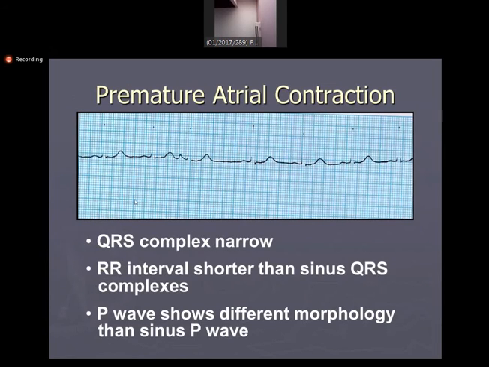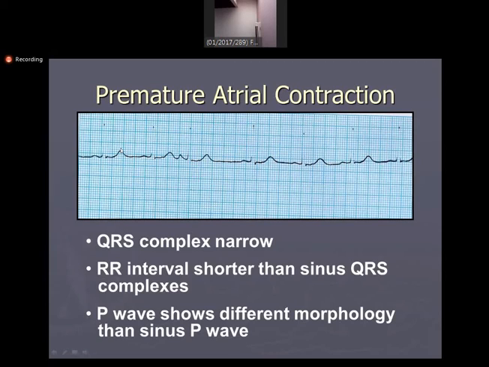Here you can see how many large squares? 1, 2, 3, 4, 5, 6, 30. I would say this is a 6-second strip. And how many times does the heart beat? 1, 2, 3, 4, 5, 6, 7. Multiplied by 10, 70. Rate is 70. And you can see here the P wave followed by a QRS complex. P wave followed by a QRS complex.